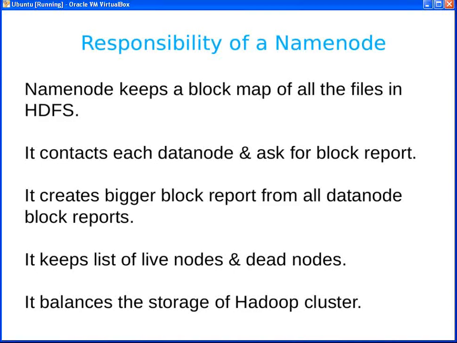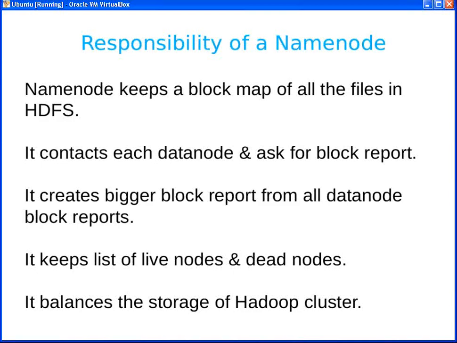The next is responsibility of a Namenode. As this is a master machine, it has to do a lot of things. So let's check it out. What are the different activities our Namenode is performing in our Hadoop cluster? The first one is Namenode keeps a block map of all the files in HDFS. Block map means which block is stored on which data node. And along with that, if your block is replicated, maybe the replication factor is 3, it means that the particular block is stored on 3 different machines. So every information is kept with Namenode, and that information is known as block map.